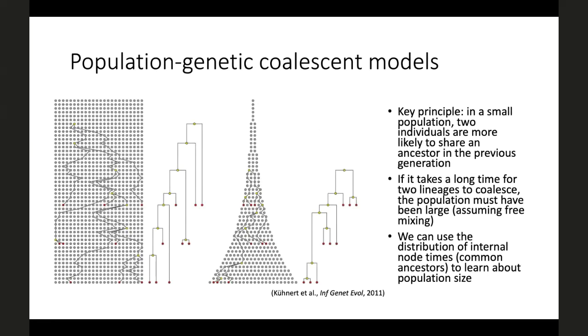On the right is an example from a review by Denise Kühnert and Chieh-Hsi Wu about 8 years ago, showing that on the left-hand side you have a static population of a similar size, and on the right-hand side you have a population that's growing exponentially. And you can see that as the population shrinks going back in time, the coalescences get closer and closer together, so the date of the root of the tree is closer to the present.